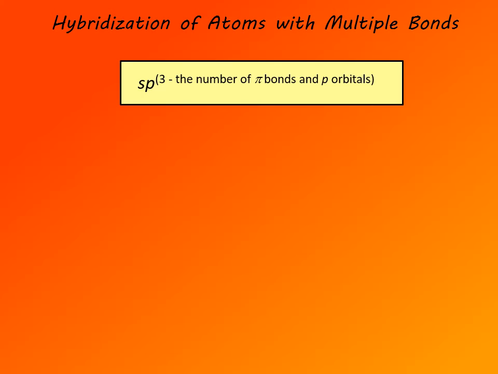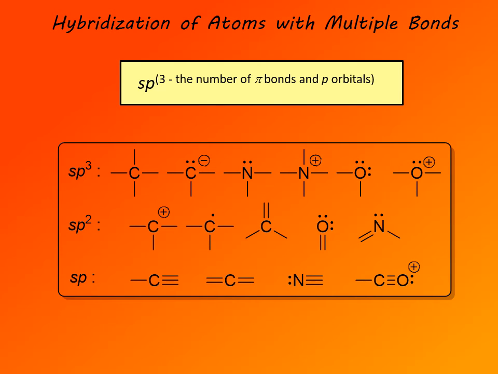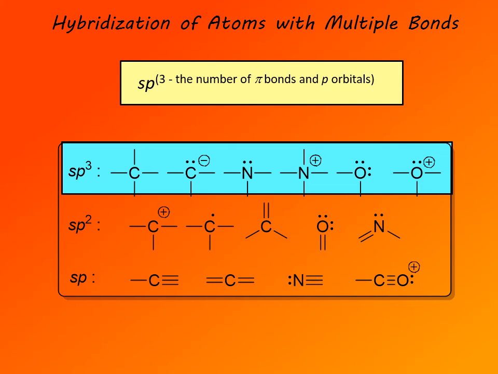So the hybridization is sp, and then 3 minus the number of pi and p orbitals. You look at how many orbitals are on a particular atom, and you add up the total of pi and p orbitals on that atom. You subtract that from 3, and that's the hybridization. Here are some examples. These are all examples of sp3 hybridized carbon, nitrogen, and oxygen atoms. You will notice that these atoms have 0 p and pi orbitals. There are no p and pi orbitals on these atoms.